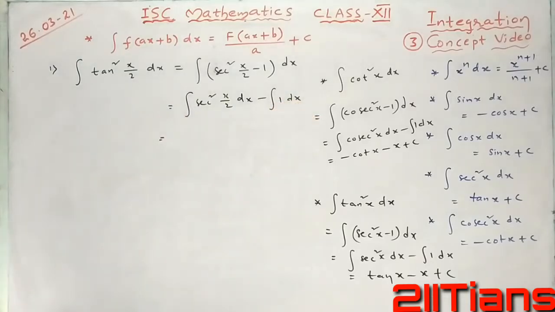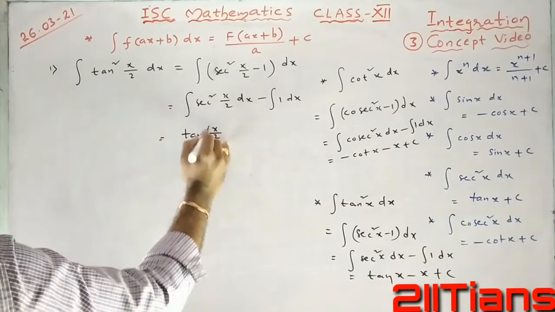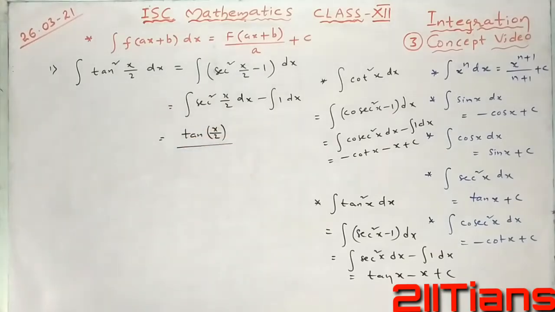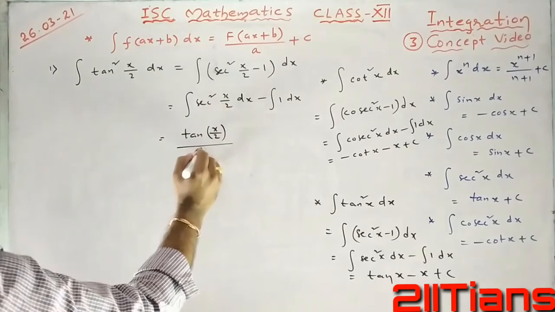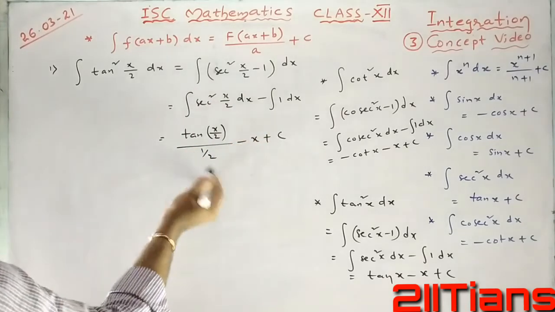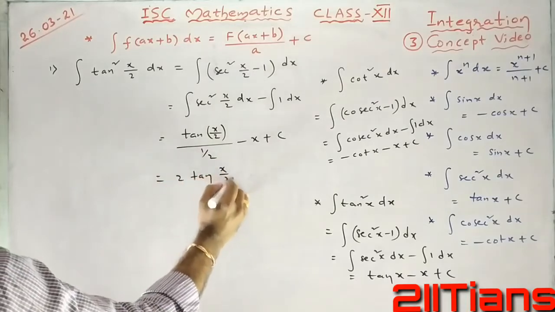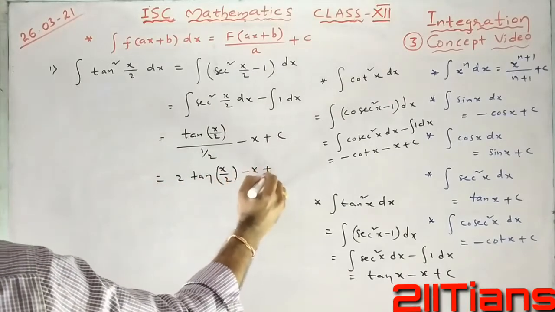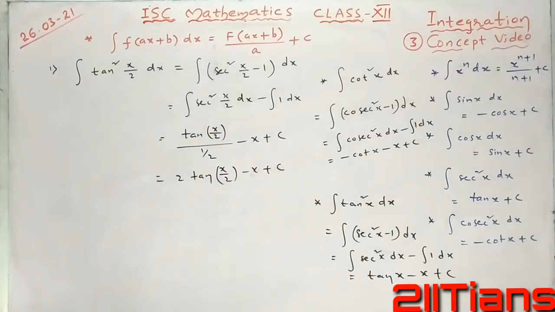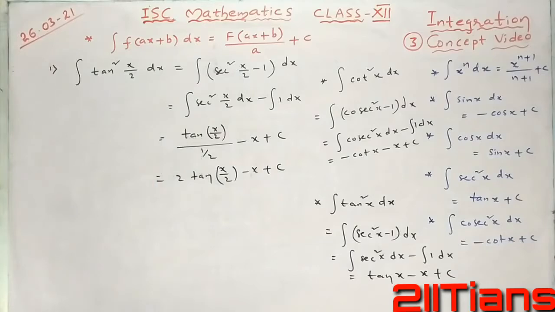Integration of secant square x by 2 is tan x by 2. You should never forget to write the coefficient of x here, 1 by 2. Minus the integral of 1 is x. So this 2 will come: 2 tan x by 2 minus x plus c. That is the final answer. Hope it is clear. Right?